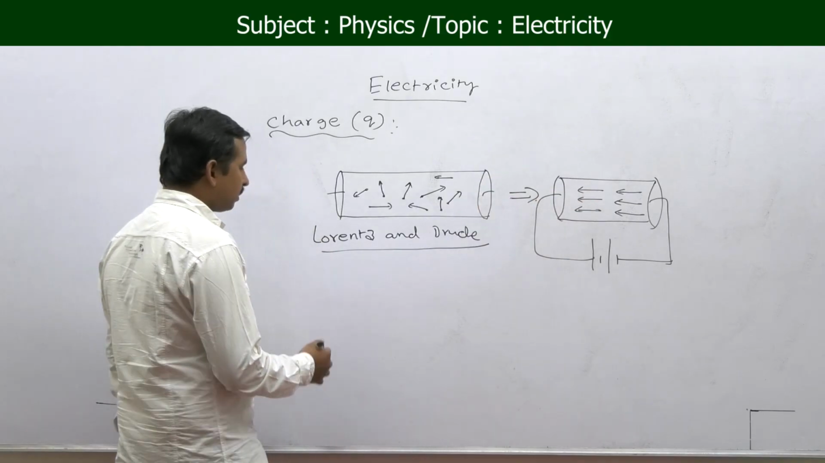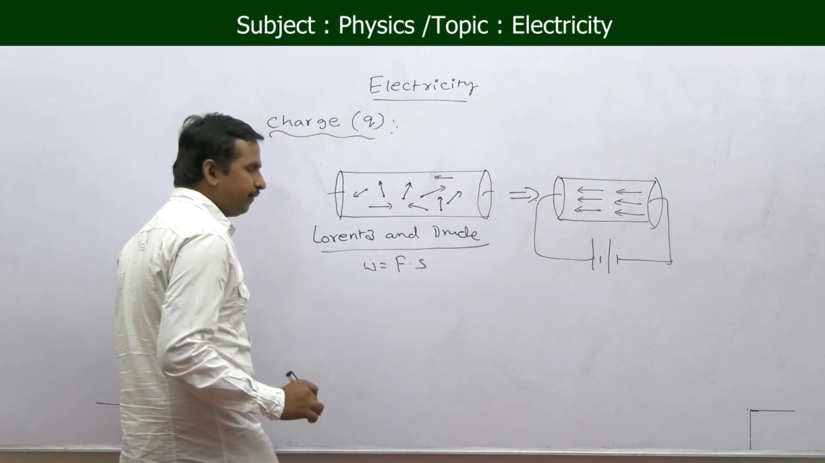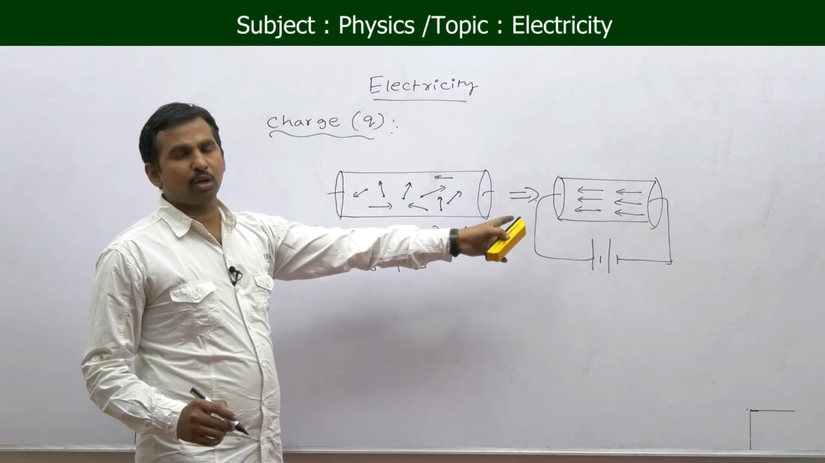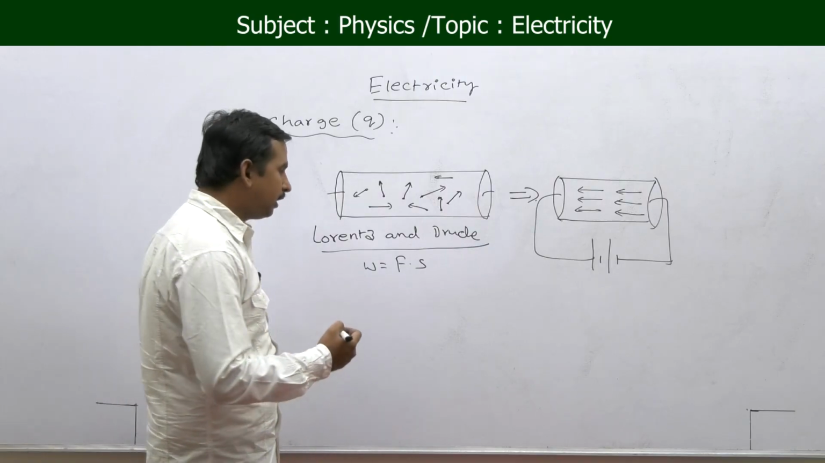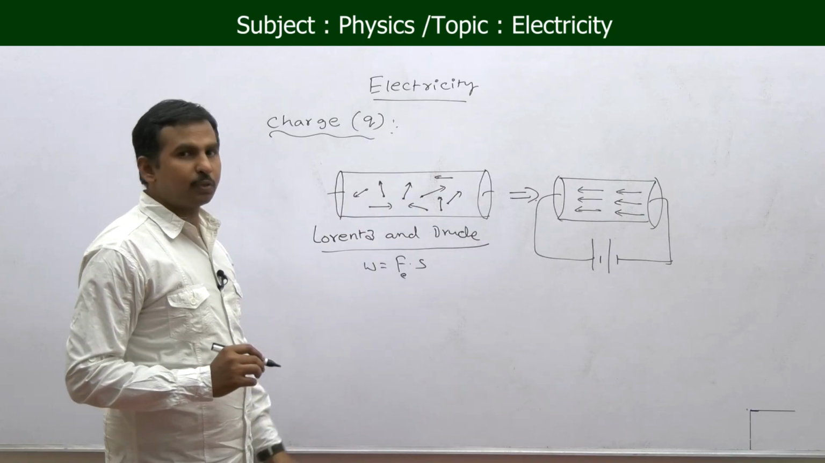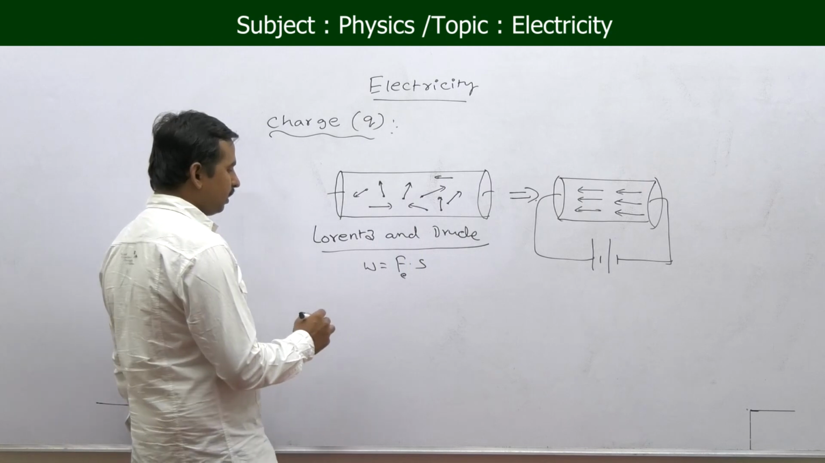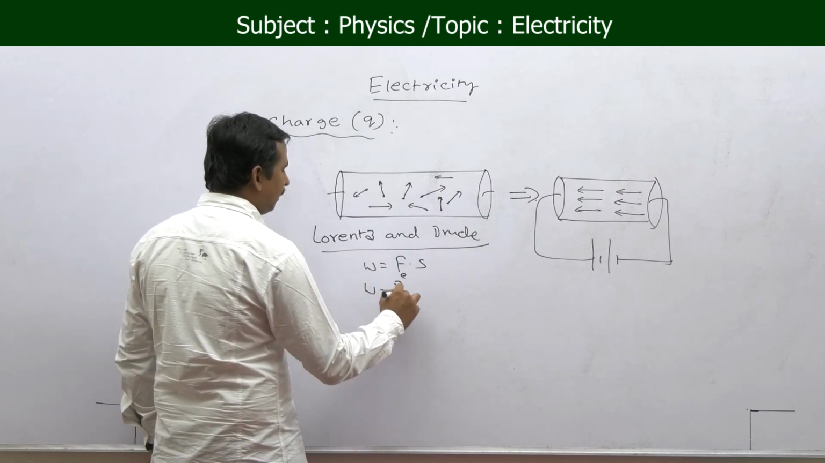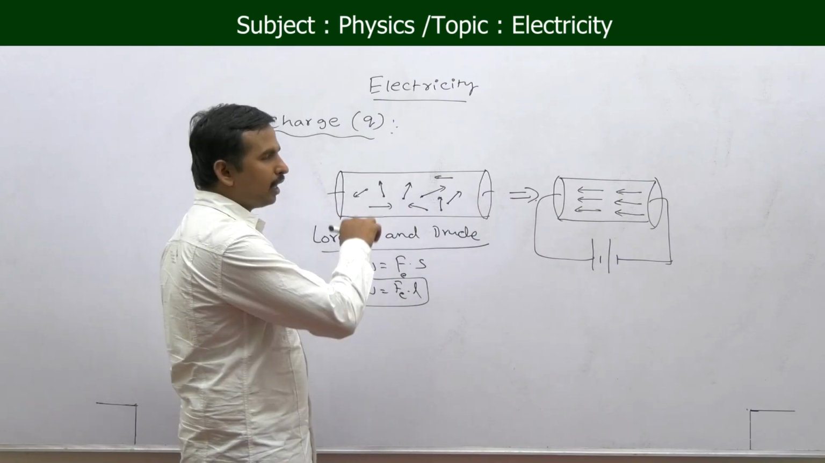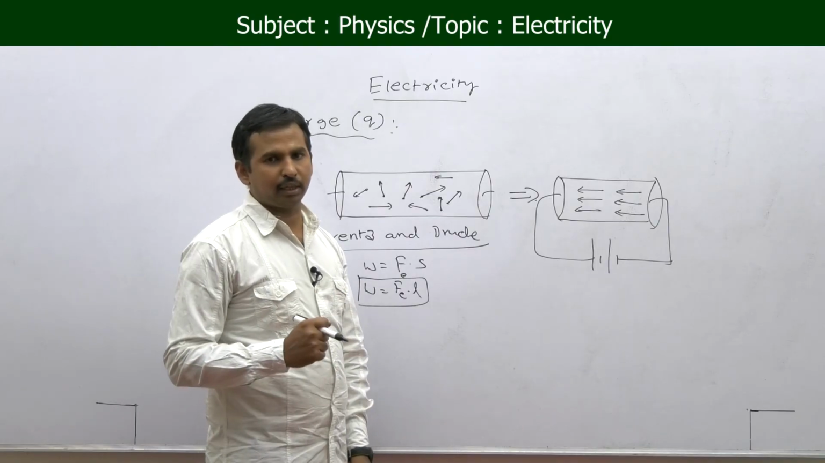As it is doing work, W is equal to F into S. Here F is the force driving those electrons in one particular direction. Let that force be the electric force, Fe. The displacement is the length of the conductor, L. So W is equal to Fe into L. This is the work done by the battery on the electrons so that they go in one particular direction to get the electric current.